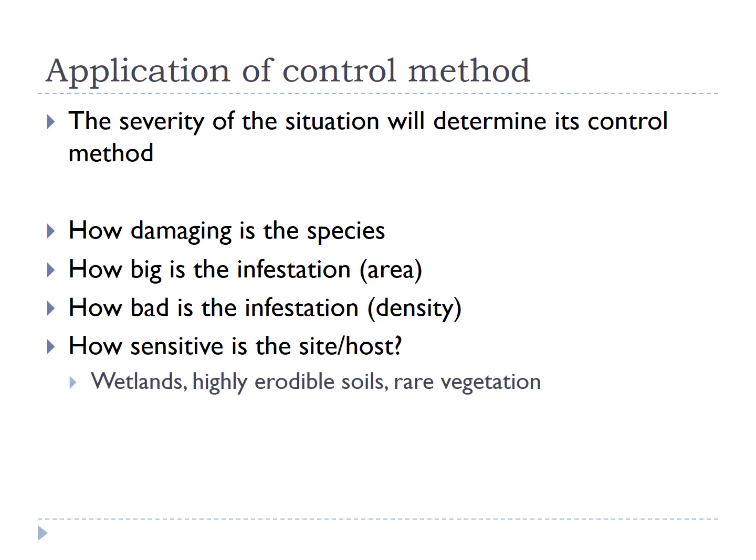We also need to think about how sensitive the site or the host is. And so is that tree particularly rare for some reason or endangered? Is the site a wetlands on really erodible soil? And so we need to think about what we are protecting and how what we might try as a control method might affect either the host tree or the site. And so let me give you a couple examples.